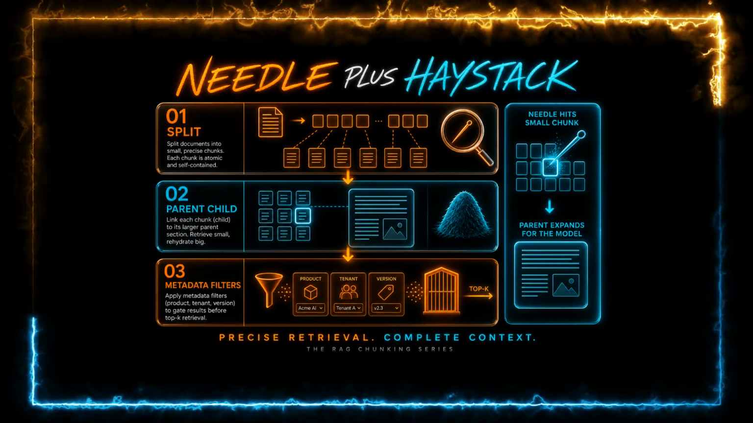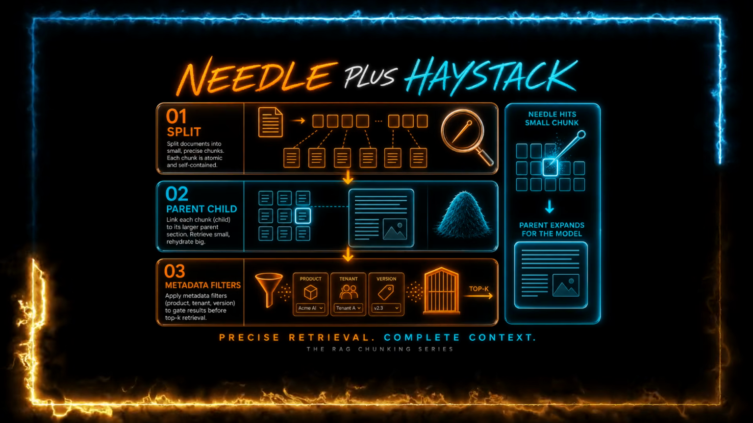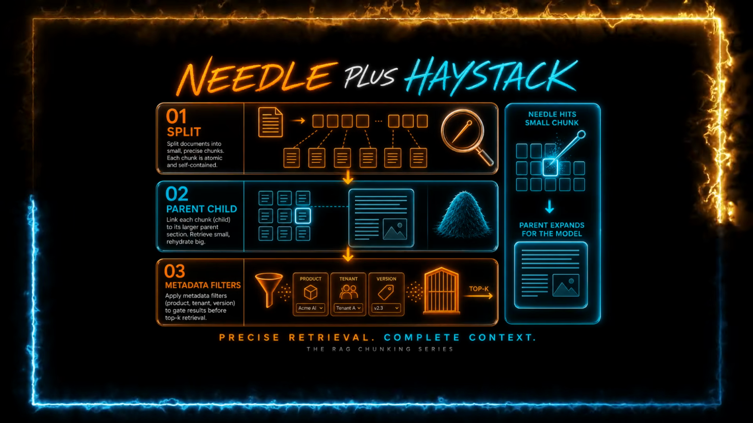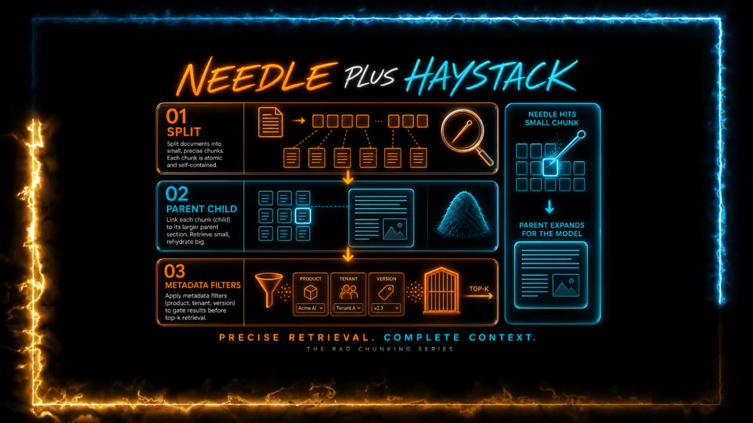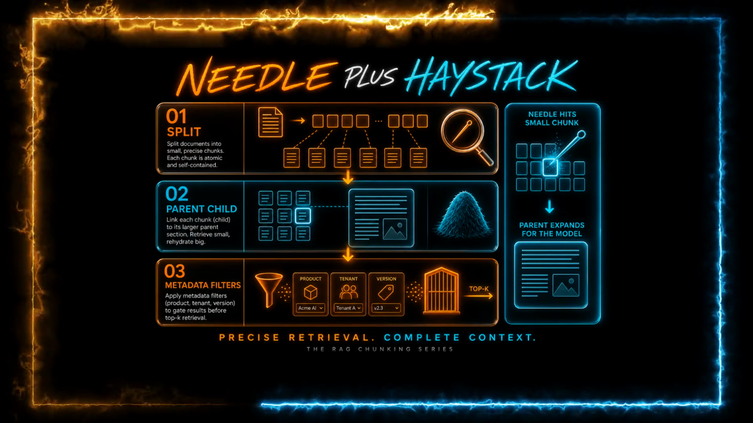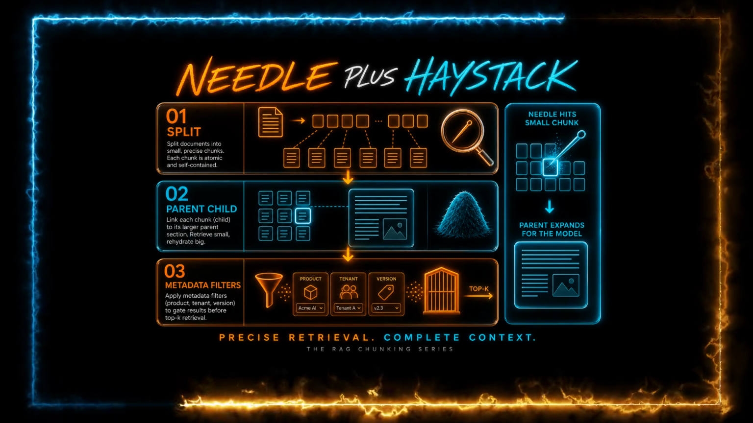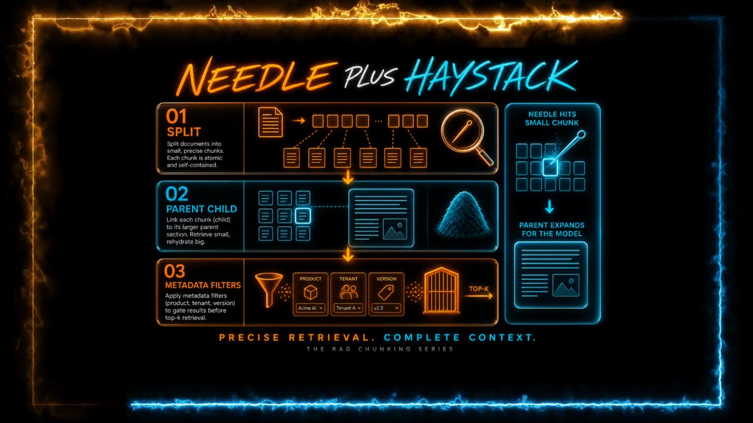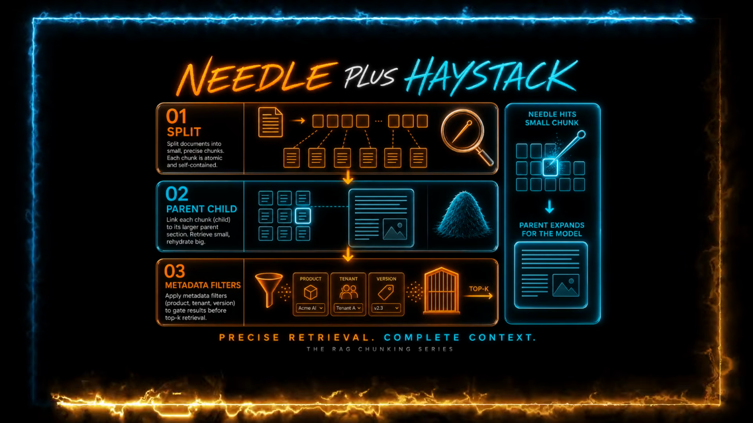Reset password via SSO in product A versus product B help articles, the same FAQ copied per tenant, or refunds within 30 days in policy V3 versus V4. You filter by product, tenant, or version before top K so the wrong copy doesn't win, and you rehydrate the parent so the model gets the full section, not just the needle.